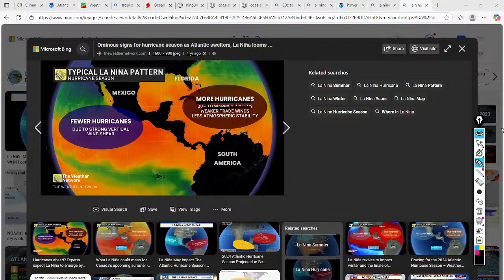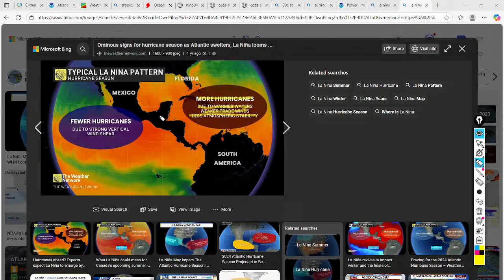We already got the warmer waters. Let's go highlight mode. More hurricanes, let's go yellow here, due to warmer waters and weaker trade winds. And that's pretty valid right now. We do have very weak wind shear and less atmospheric stability. There's only one thing that's been holding this Atlantic hurricane season back in 2025.